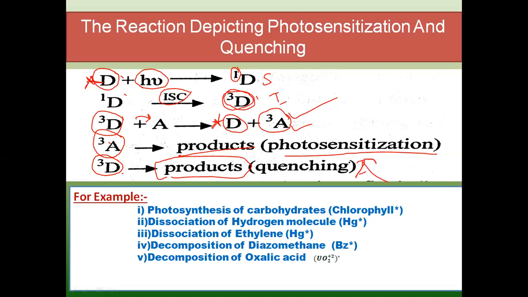This A will not participate here, it will remain invisible, and we call that quenching. Or if the excited actinometer, the sensitizer, shows the product, it converts into the product. Okay, meaning before transferring its energy to this acceptor molecule, it converts into the product. So in that case, you can say it is a quenching condition.